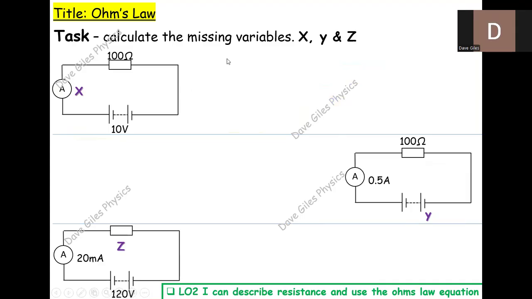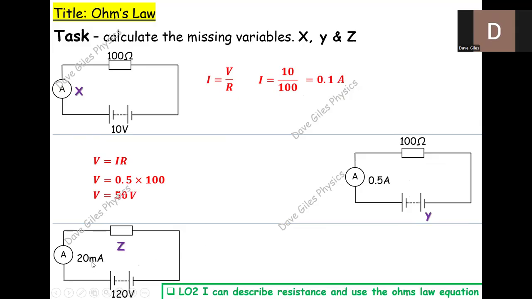So calculate the missing variables X, Y, and Z for each of these. Okay. So here I is V over R, current is voltage over resistance, trying to work out current. 10 volts over 100 ohms, 0.1 amps. Here, we've got resistance and we've got current, and we're trying to work out the EMF or voltage. So V equals IR, voltage is current times resistance. 0.5 times 100, which is 50 volts.